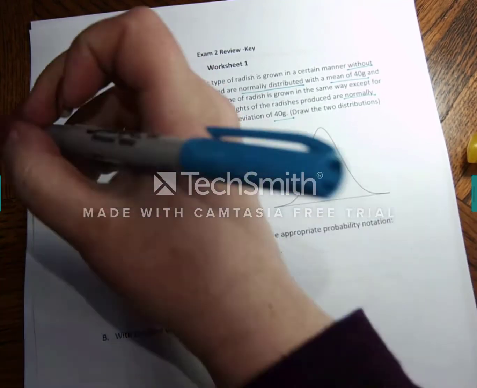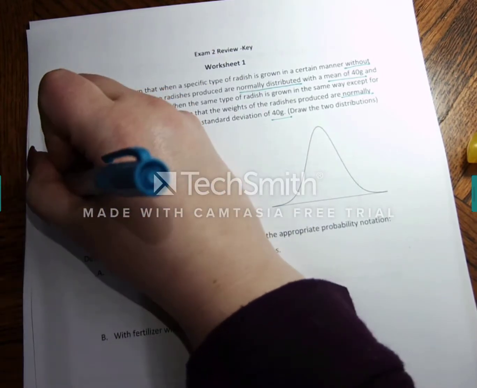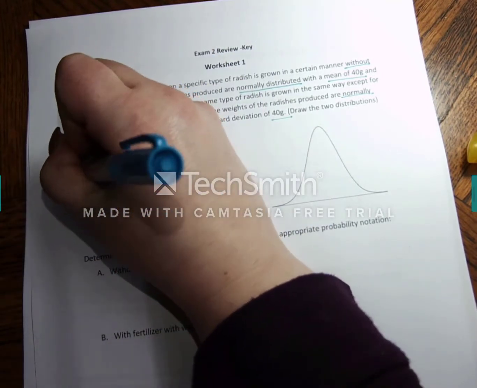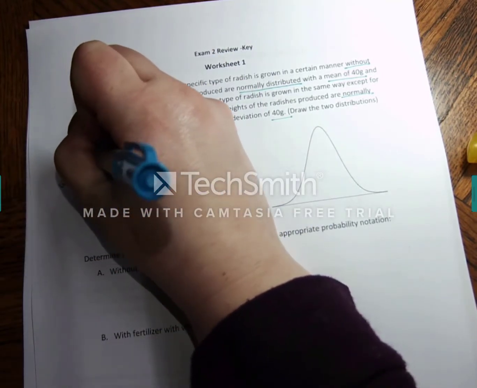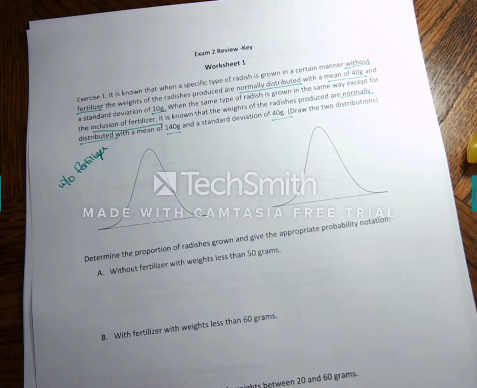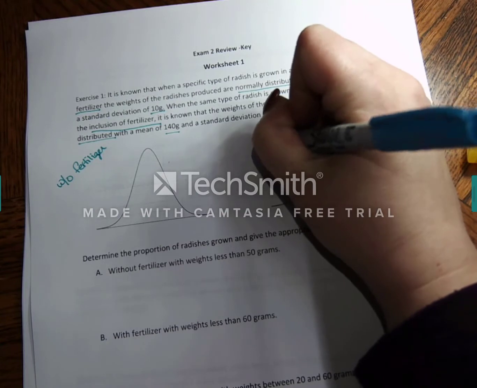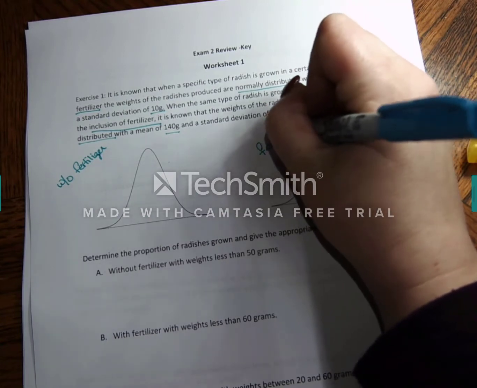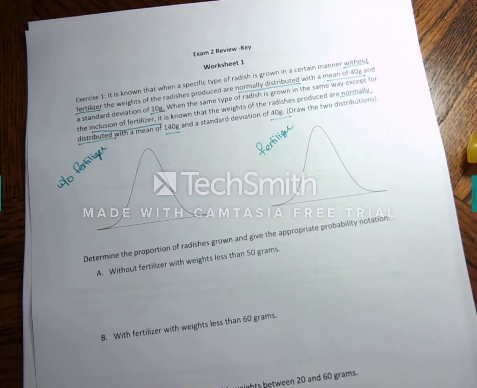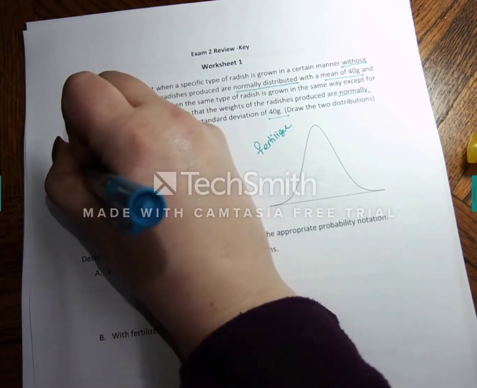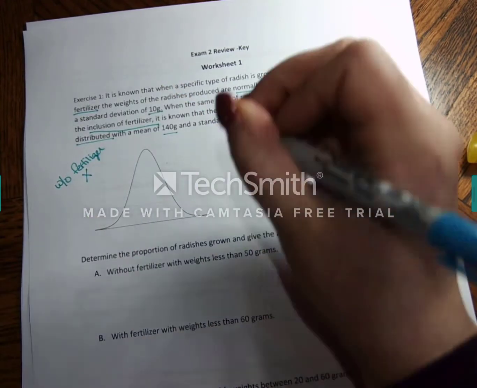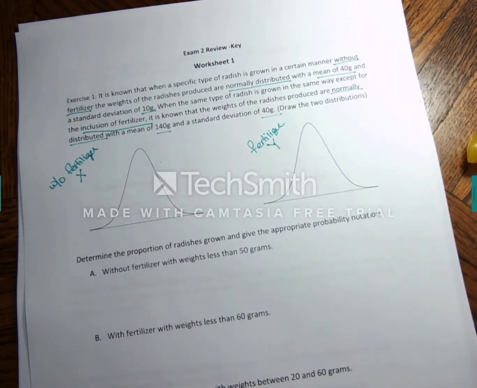So on the left, I'm going to draw the without fertilizer distribution. And on the right, I'm going to draw the fertilizer distribution. For the without fertilizer, I'm going to use the random variable x, and for the with, the random variable y. And that'll help me with my probability notation later on.